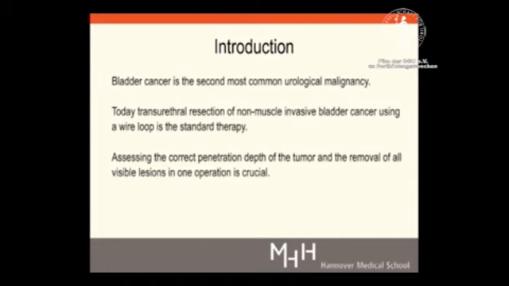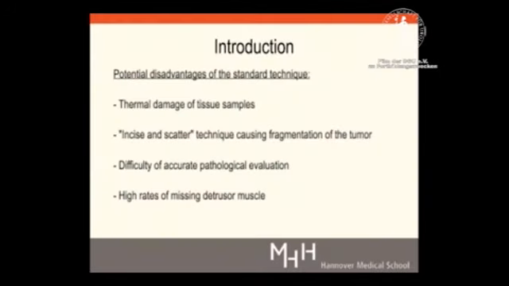Assessing the correct penetration depth of the tumor and removal of all visible lesions in one operation is crucial and may determine the patient's prognosis. Potential disadvantages of the standard technique are thermal damage of tissue samples, the incise and scatter technique causing fragmentation of the tumor, the difficulty of accurate pathological evaluation, and high rates of missing detrusor muscle.